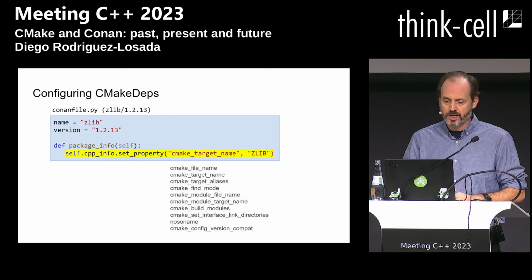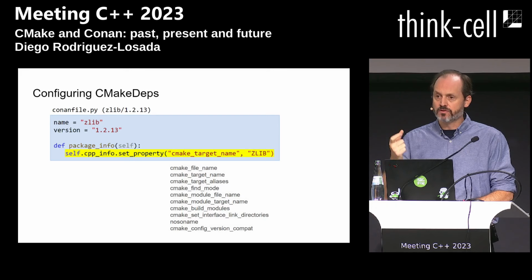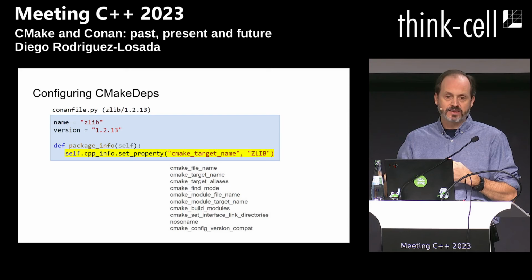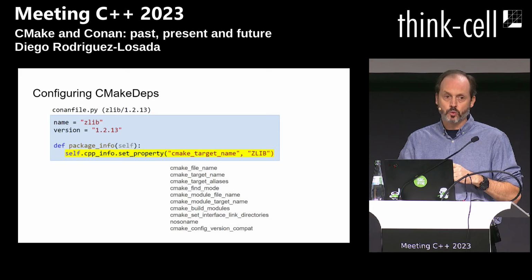We generalized. Besides the information of the target names that we had in the past, we realized that there is a bunch of information that we might need in the consumers for CMake. Basically, there are packages where the file name is different from the target name. There are libraries where the package name is one thing, the file name that is generated is different, and the target names are different. There are packages that still want to generate legacy module files, or want to create aliases. So there are a bunch of configurations that it is now possible to define, to customize how you want the CMake files for your consumers to be generated.